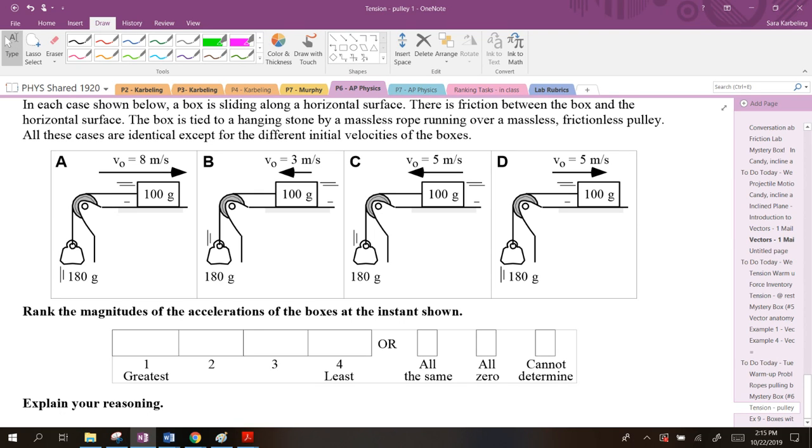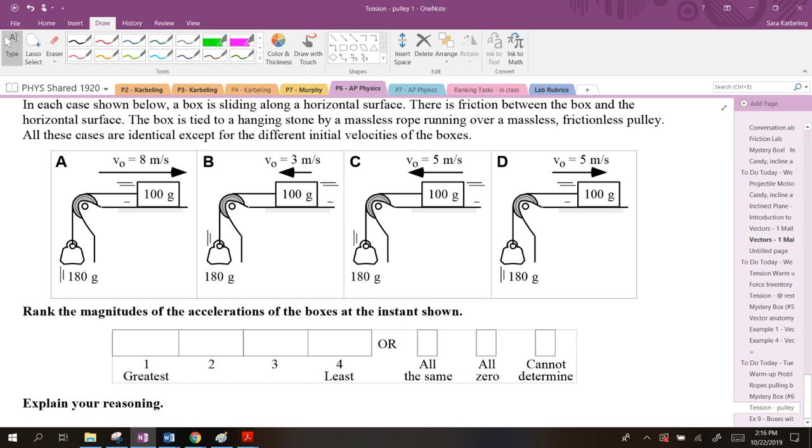In each case below, so let's look at this together, friends. In each case below, a box is sliding along a horizontal surface. There is friction between the box and the horizontal surface. Okay, I see some angry faces out there, but yay. The box is tied to a hanging stone by a massless rope running over a massless, frictionless pulley. The reason that we call these things massless and frictionless is so we don't have to do calculus. Well, someday down the line you'll do that, but not in here.